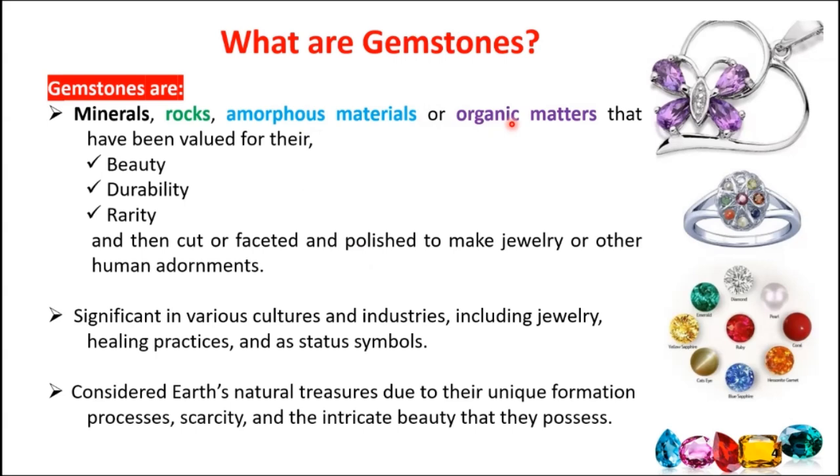These substances have been valued for their beauty, because they are very beautiful materials, and their durability is very high in nature. They are very rare. Those are the characteristic features of gemstones. So people find or extract these rare, beautiful, durable materials, and then they cut and polish them to produce jewelry and other ornaments.